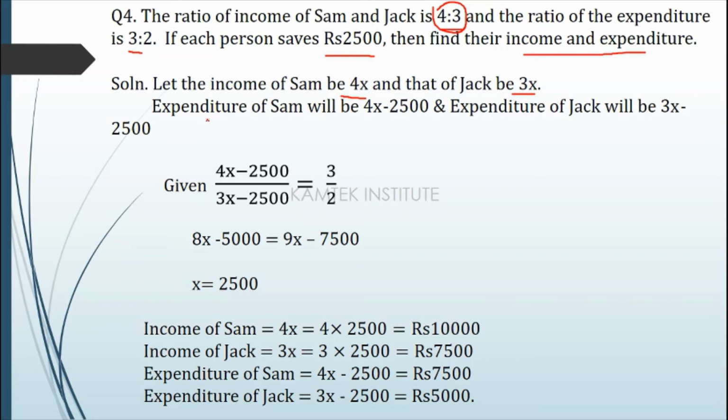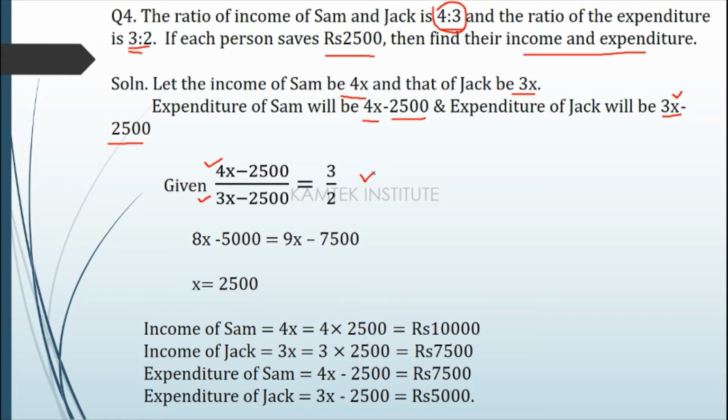Now, what is the expenditure? How do we calculate expenditure of any person? It is always calculated by subtracting the savings from the income. So expenditure of Sam will be 4x minus 2500 because 4x is the income and 2500 is the savings that Sam has. Similarly, expenditure of Jack will be 3x minus 2500, that is the income of Jack minus its savings. We also know that the ratio of expenditure of Sam and Jack is 3:2. So we can say that expenditure of Sam, that is 4x minus 2500, upon expenditure of Jack, that is 3x minus 2500, is equal to 3/2.